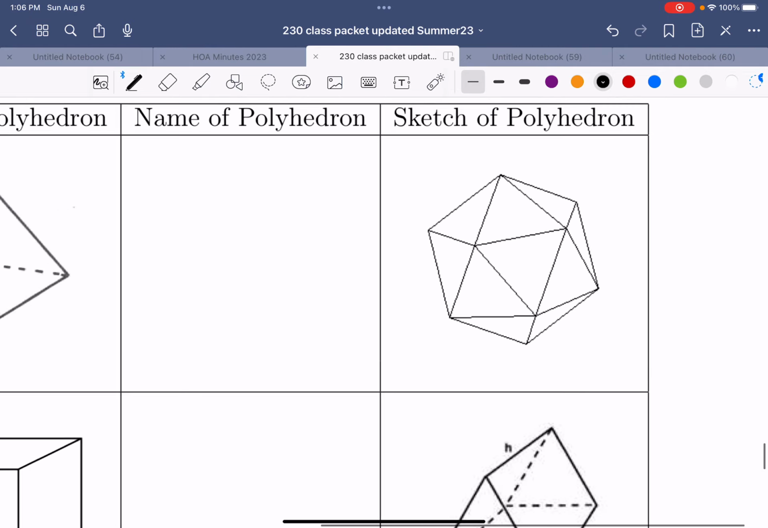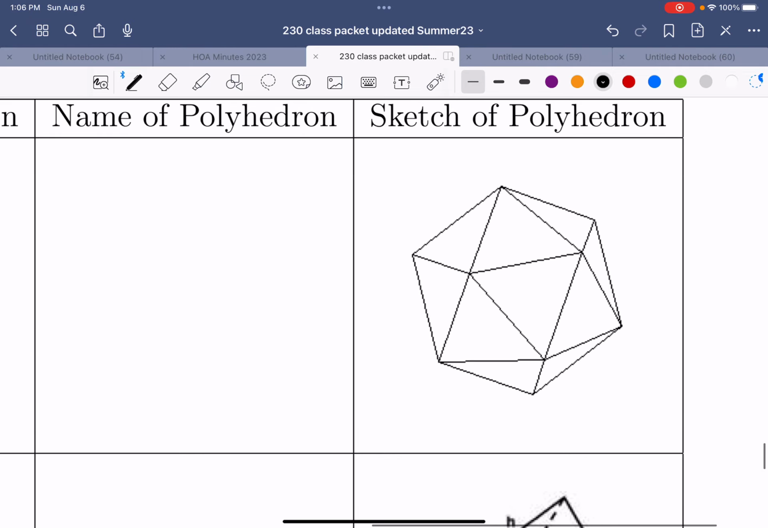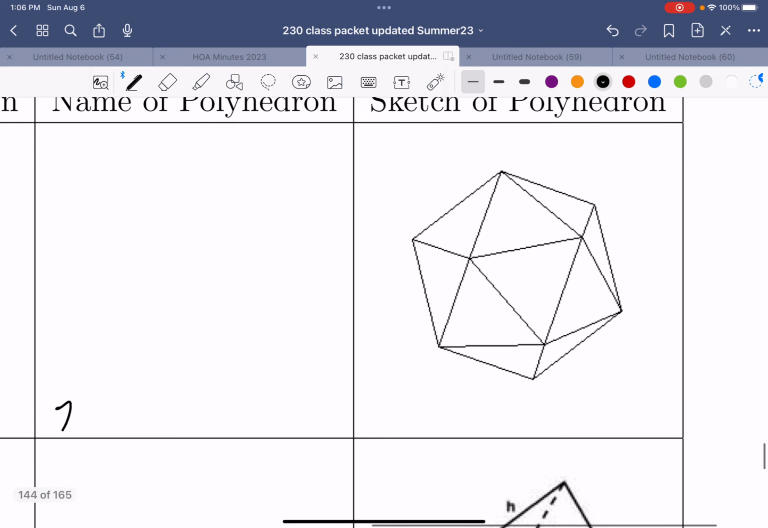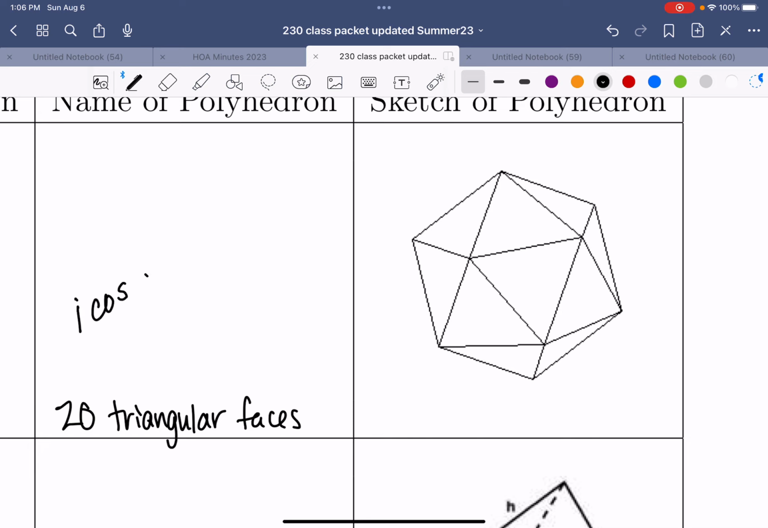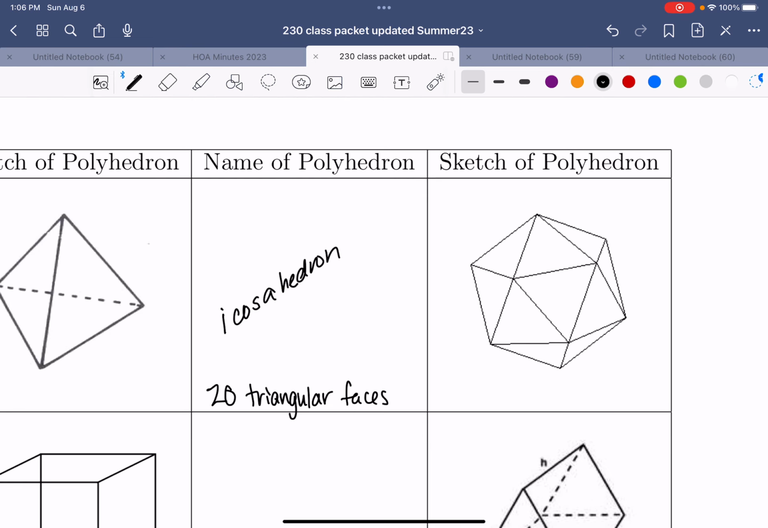All right, moving back up here, the last of our regular polyhedra. This one we're back to triangles. So this has 20 triangular faces. And they're all congruent. 20, this is going to be an icosahedron. Icosa meaning 20. So those are our 5 regular ones.